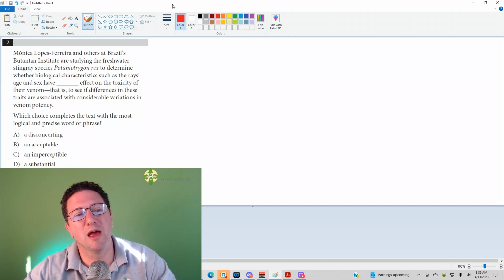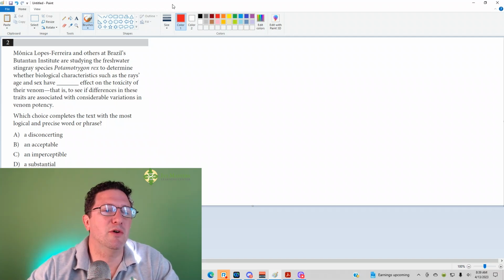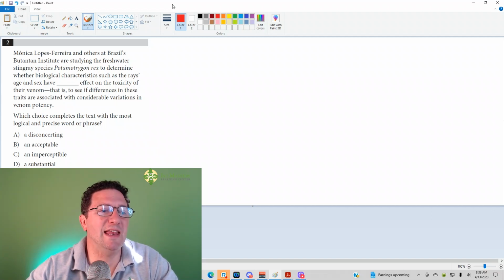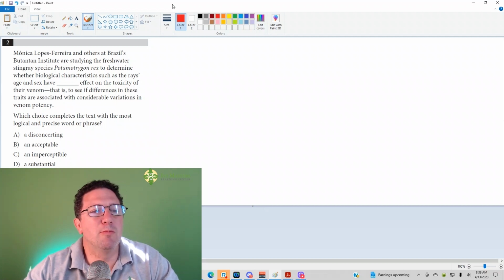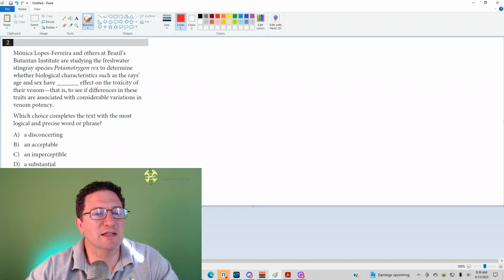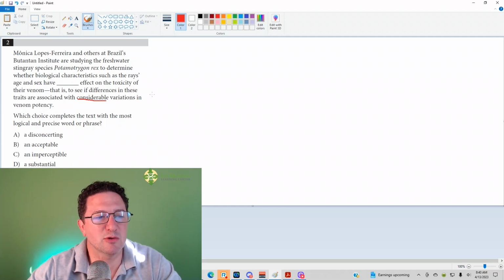Number 2 reads, Mônica Lopes-Ferreira and others at Brazil's Butantan Institute are studying freshwater stingray species Potamotrygon rex to determine whether biological characteristics such as the ray's age and sex have blank effects on the toxicity of their venom. That is to say, if the differences in these traits are associated with considerable variations in venom potency. Which choice completes the text with the most logical and precise word or phrase?